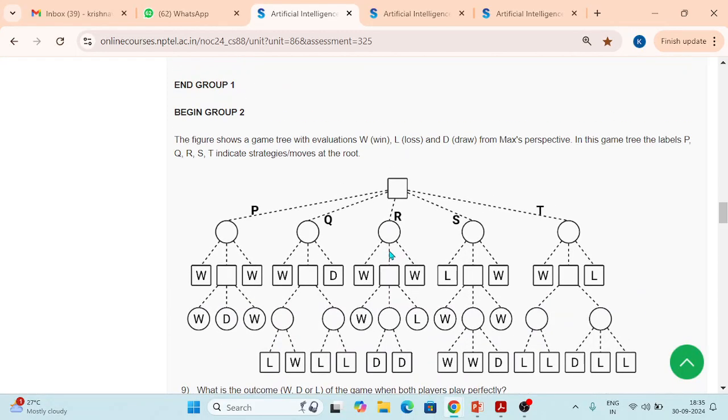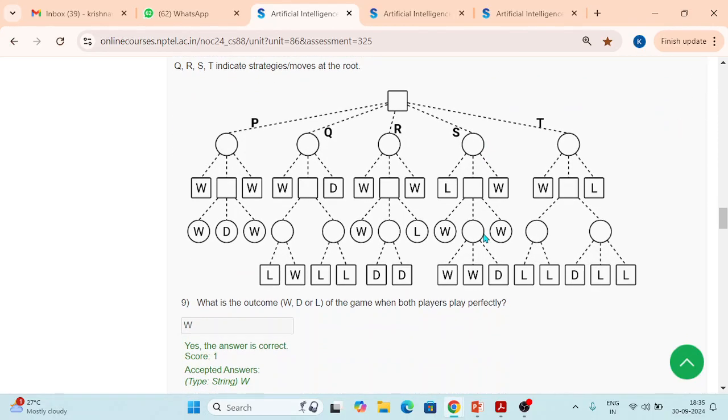What they had asked, they had given this one. We have the maximum, minimum; the root is the maximum node, then minimum, max, minimum, and we have a minimax algorithm. Here W means win, D means draw, and L means loss. Here they have the first moves P, Q, R, S, T, which are the first two moves of our strategies.